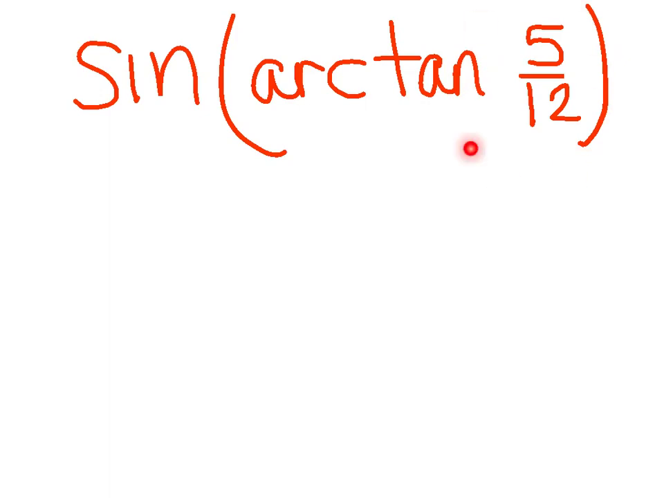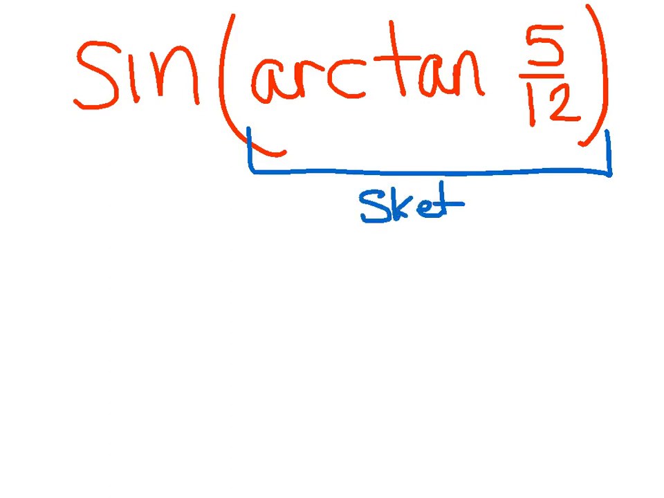For example, I don't know who arctan of 5/12 is. I'm assuming you don't either. But here's how you would attack that problem. Again, you're going to start inside the parentheses. And if you don't know the value, because it's not one from our table, all we're going to do is sketch it out. We're going to assume it's in the first quadrant unless they say otherwise.